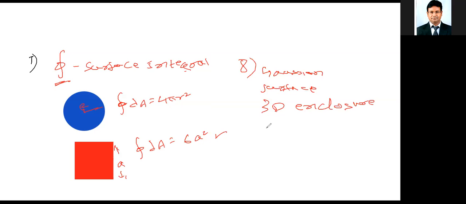It cannot be an open surface. It cannot be a circle. It cannot be a hemisphere. It cannot be some square. It cannot be like that. It has to definitely be a 3-dimensional enclosure. All right. So these are the important things to be kept in mind. When we are discussing Gauss law, all these things play a very, very vital role. Okay, so I hope you have understood.